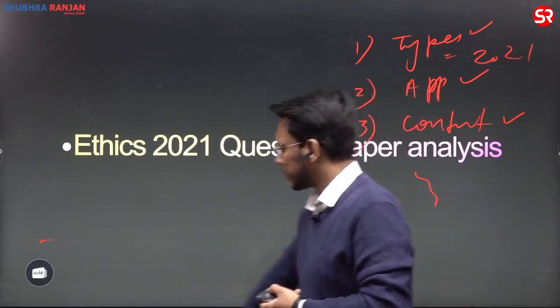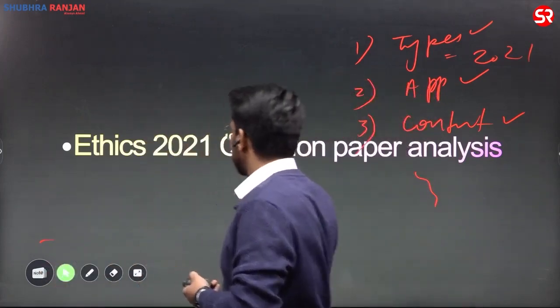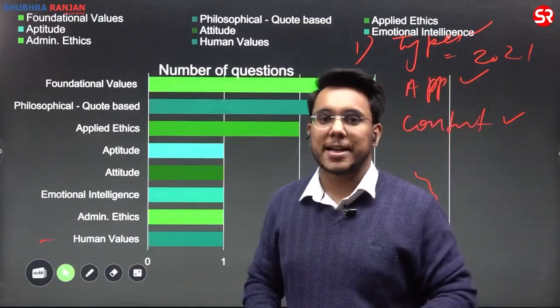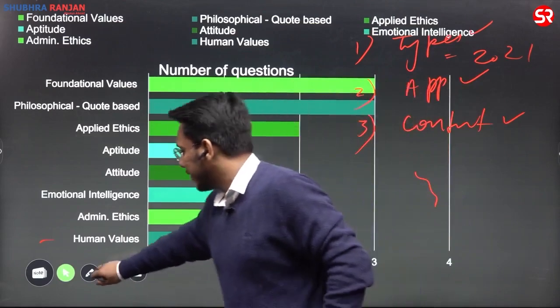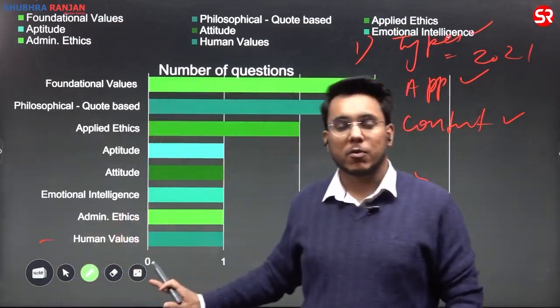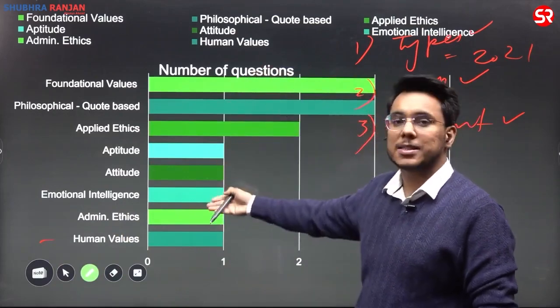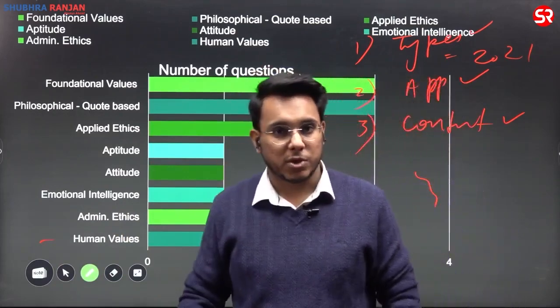First of all, what has been the pattern of the questions that have been asked this year? So here we can see that first of all, the paper was fairly distributed. Okay, the questions have been asked almost from all the sections which were there.